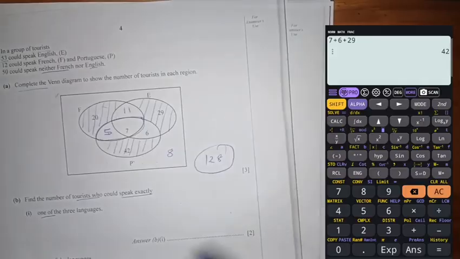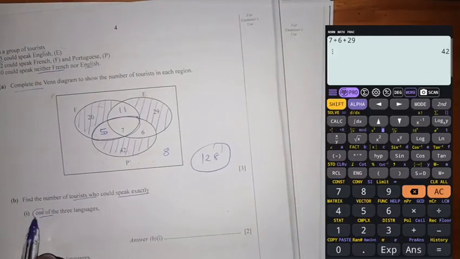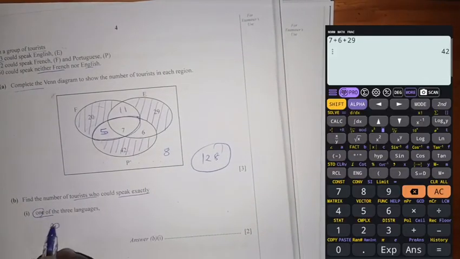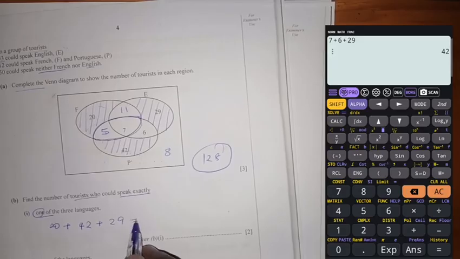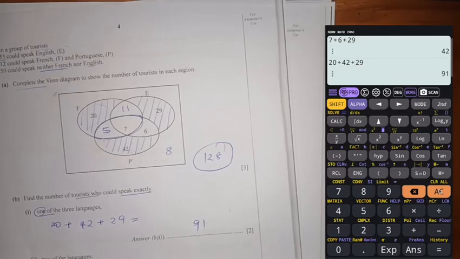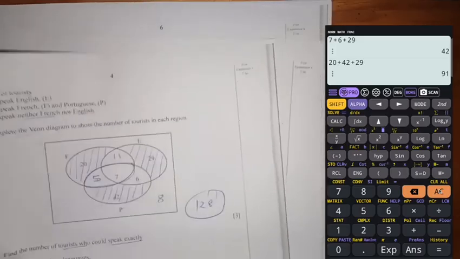So the total number that can speak exactly one language is 20 plus 42 plus 29. Let's use our calculator for that. 20 plus 42 plus 29. It's a total of 91 people. Next question.